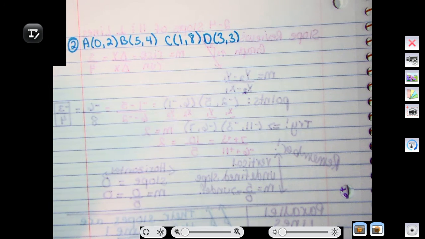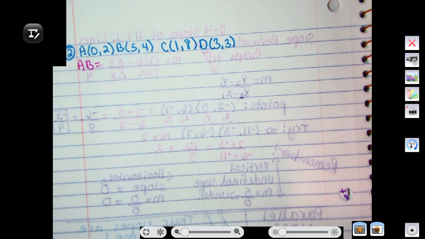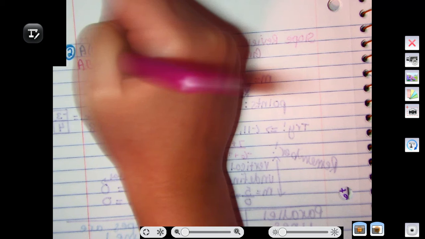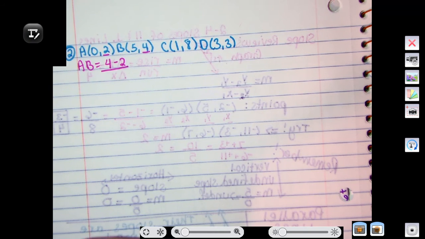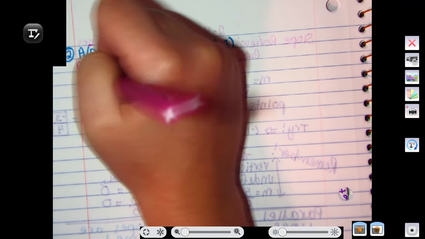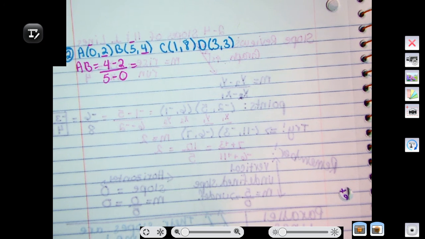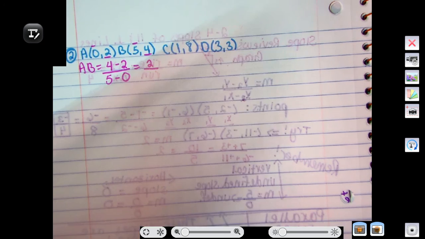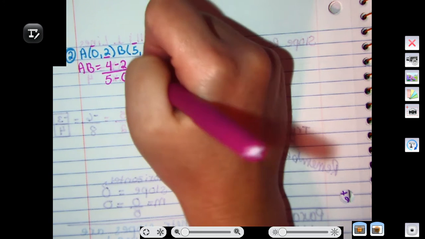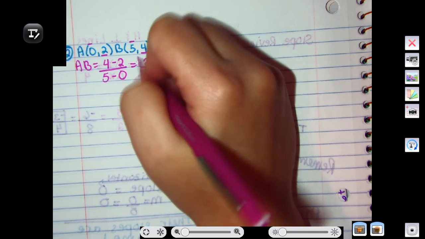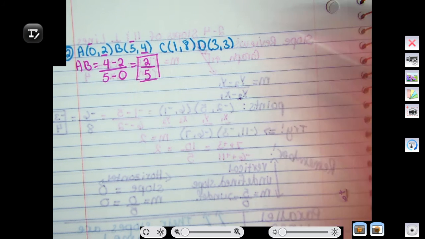So for line AB, again, I'm subtracting my y's and subtracting my x's. That's it. So I'm going to do 4 minus 2, those are my y values, over 5 minus 0. So 4 minus 2 is 2, and 5 minus 0 is 5. So that's my first slope. Let's find my next one. I'm just going to go ahead and box it in.